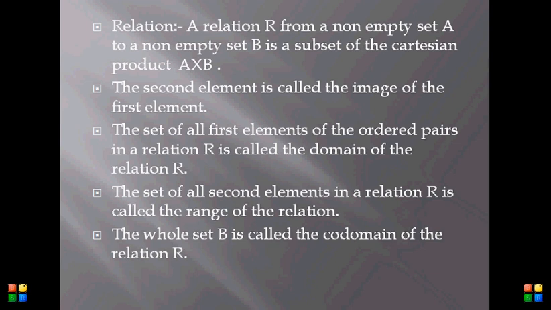The set of all first elements of the ordered pairs in a relation R is called the domain of the relation R. The set of all second elements in a relation R is called the range of the relation. So here two things, first is domain and second one is range. And at last, the whole set B is called the codomain of the relation R.